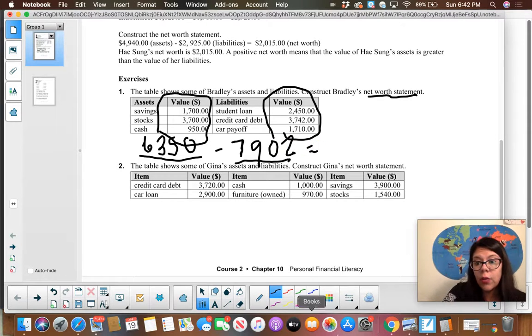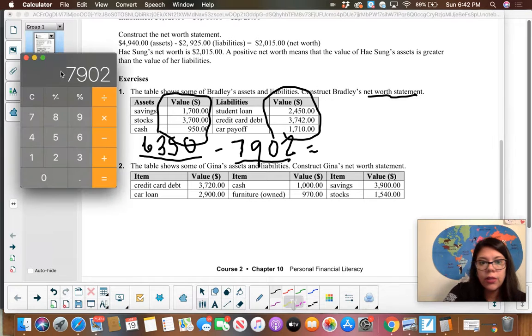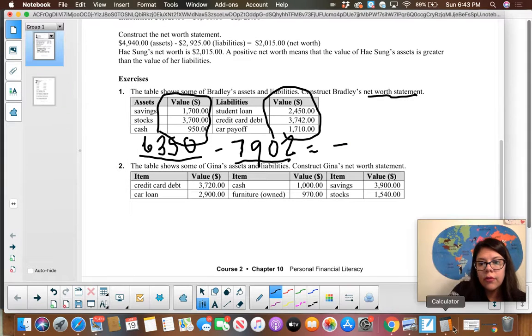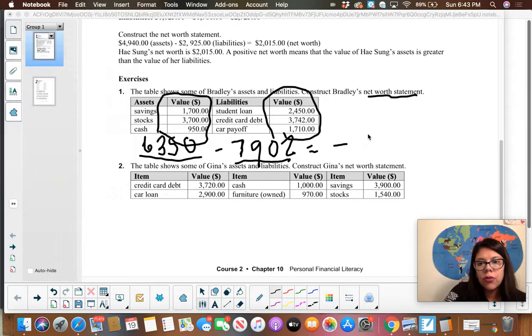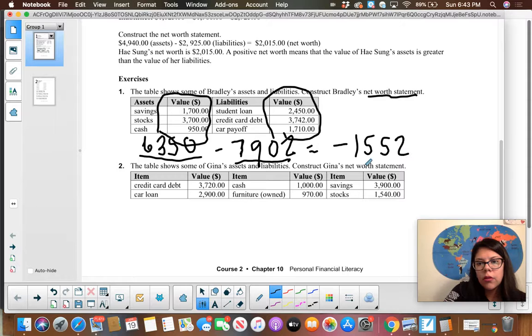So let's see what his net worth statement is. It doesn't look like he is going to have a positive outcome. So 6,350 minus 7,902 leaves us with a negative $1,552. So he doesn't even have any worth to his name. He owes more than what he actually has.